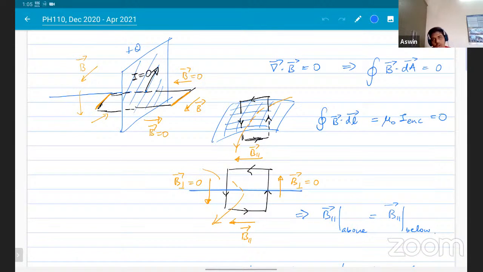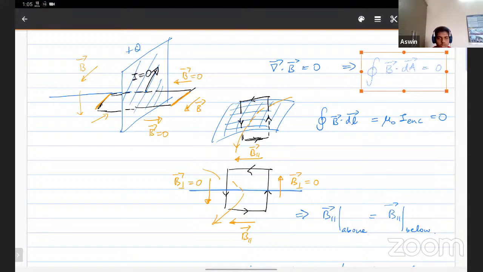Sir, can you tell me why the closed integral of B bar dot dA bar is 0? That thing I didn't understand. Is it only for a closed surface or for anything? Yeah, it's true only for a closed surface, right? Yes, sir. Then this is also true only for a closed surface.